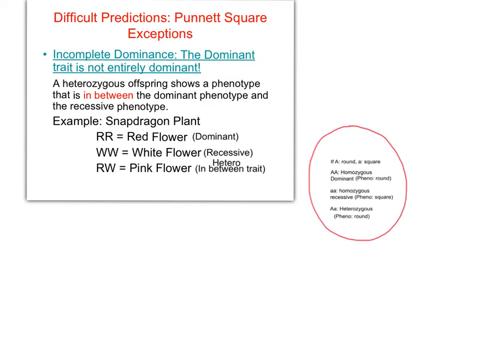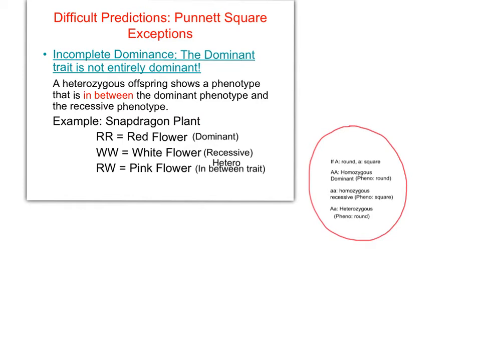The snapdragon plant is the best real-life example of incomplete dominance. So the dominant allele is R. The recessive allele is W. To show you that it is an exception, we're now going to mix letters. We never mixed letters before. So as soon as you see mixed letters, in this case R and W, you know that we're talking about a Punnett square exception. So the dominant is RR, that will be a red flower for the snapdragon plant. Recessive is WW, a white flower.